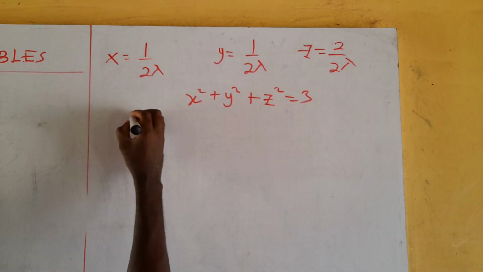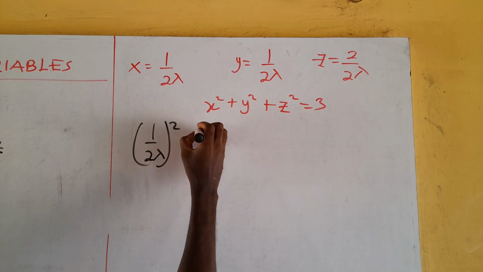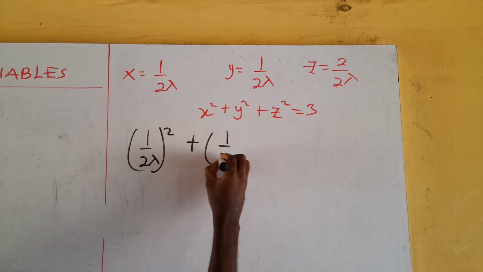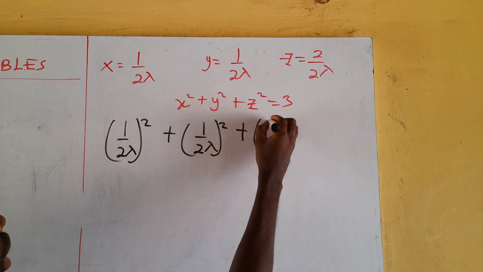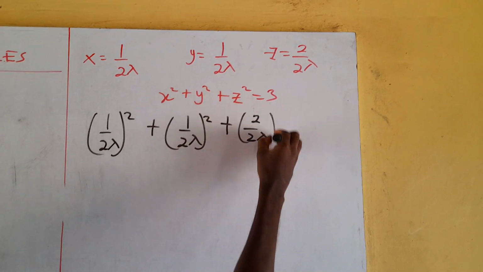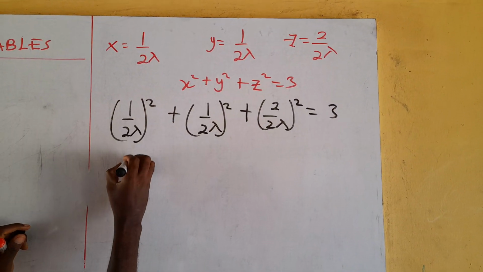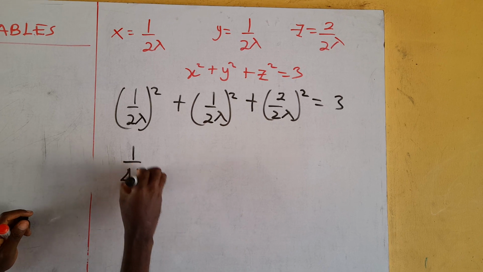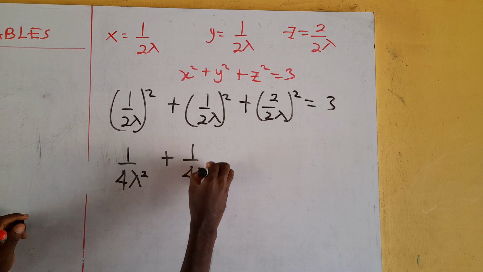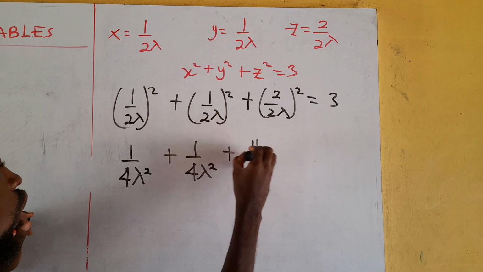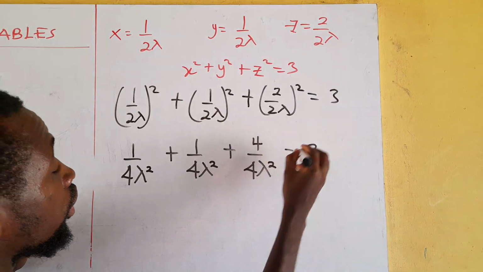So we can say (1 over 2 lambda) all squared, which is the value of x, plus (1 over 2 lambda) all squared, the value of y, plus (2 over 2 lambda) all squared, the value of z, will be equal to 3. When we square that, we get 1 over 4 lambda squared plus 1 over 4 lambda squared plus 4 over 4 lambda squared will give us 3.